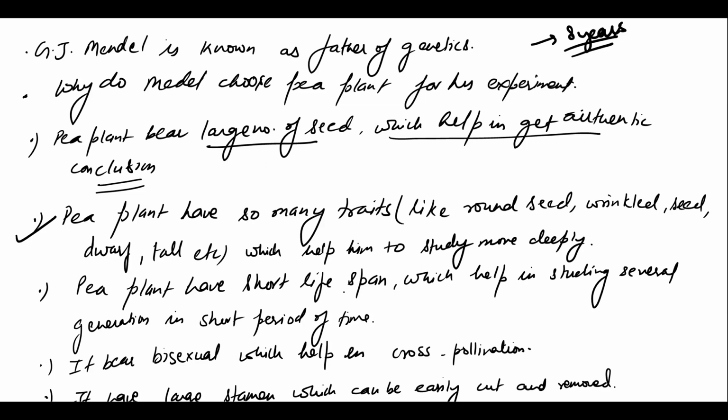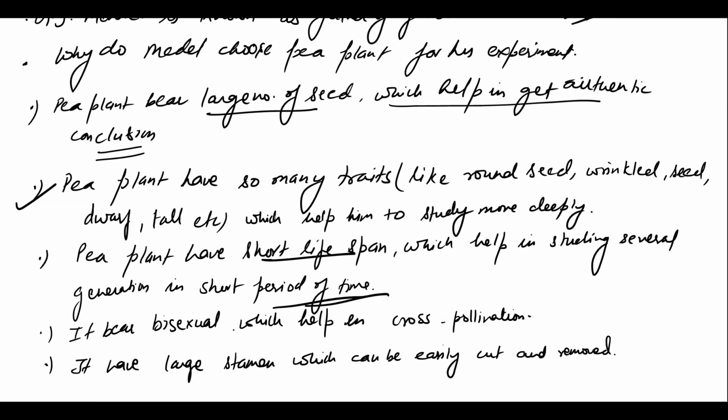Moreover, pea plants have a short lifespan, meaning a pea plant can grow in 2 or 3 months. So several generations can be studied in a short span of time. If a plant takes years and years to grow, you cannot study it. So several generations can be studied in a short period because of the short lifespan.